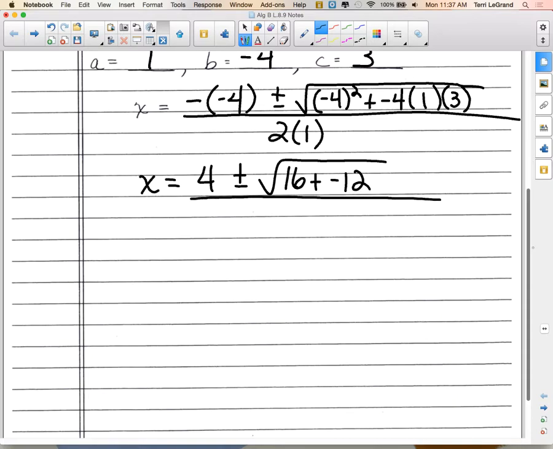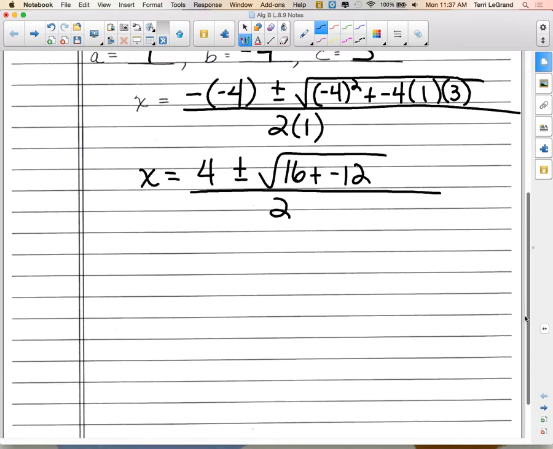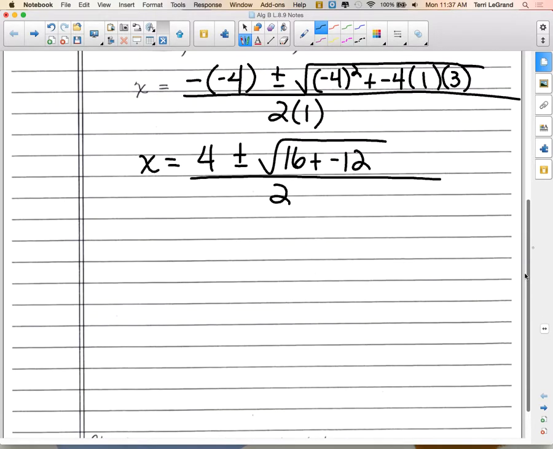Fraction bar got a little shorter. Just like our radical sign got a little shorter. And 2 times 1 is 2. Okay. Do not do too much in one step. Notice how much room I gave you on this paper to show all this work. Okay. So the next thing we're going to do is we're just going to take care of that radical. So 4 plus or minus 16 plus -12. 4. Positive 4. Okay. Over 2.